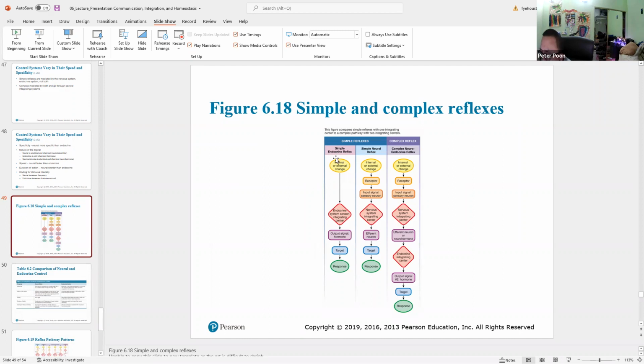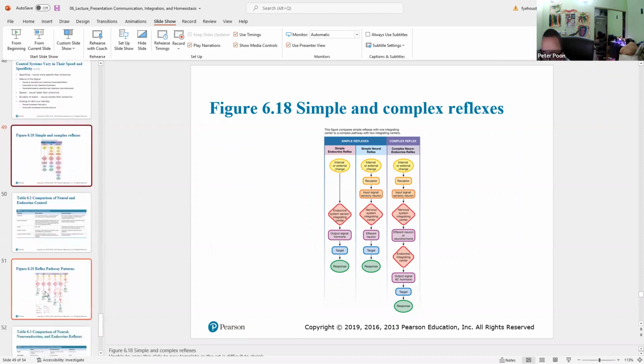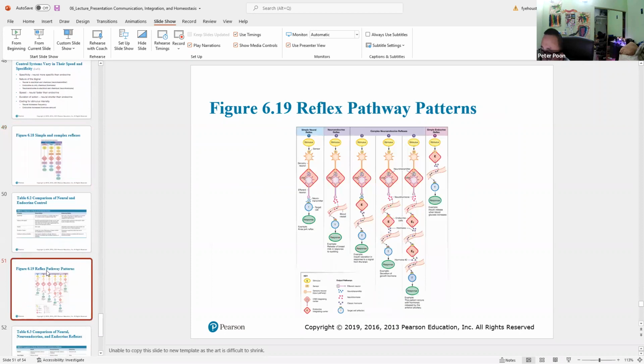So this is a simple endocrine reflex. This is a simple neural reflex. You don't have to know the combination. You can see the simple and the neural, but you don't have to know combinations. But you can see that they actually do work in combinations of things.